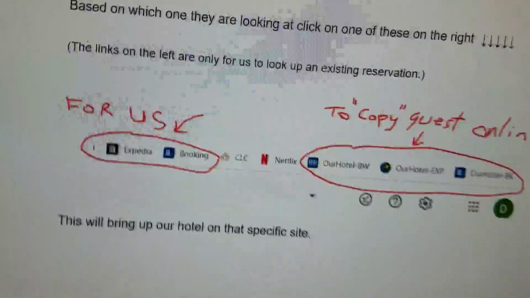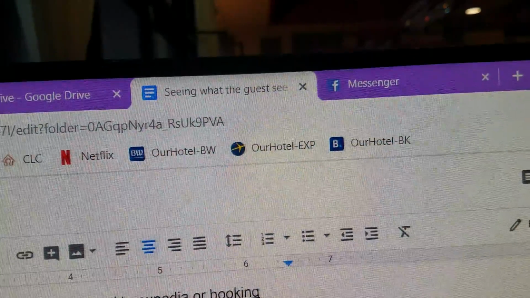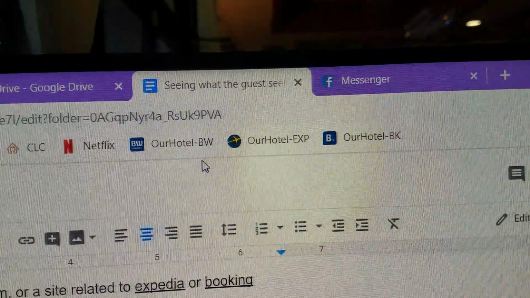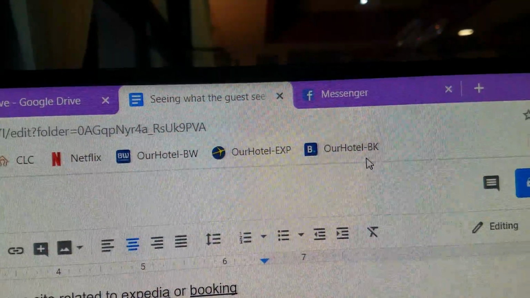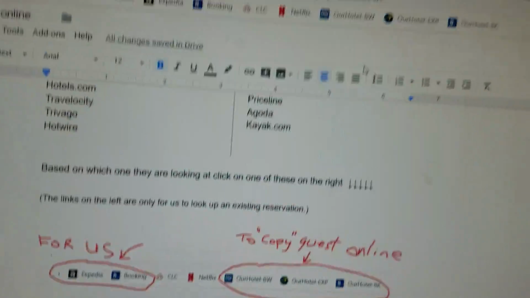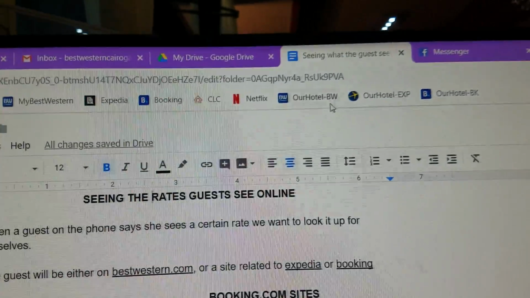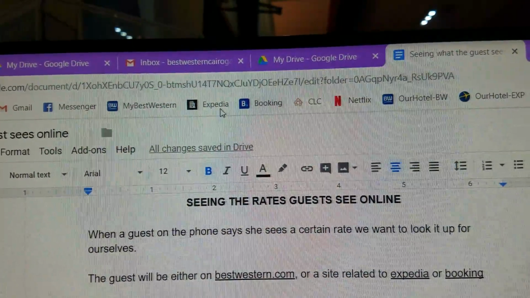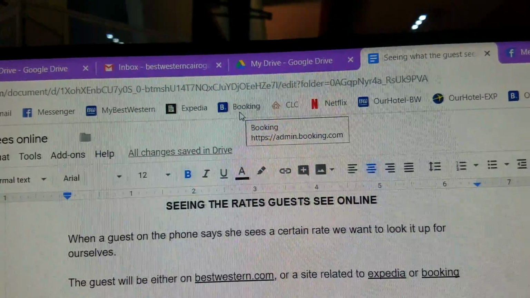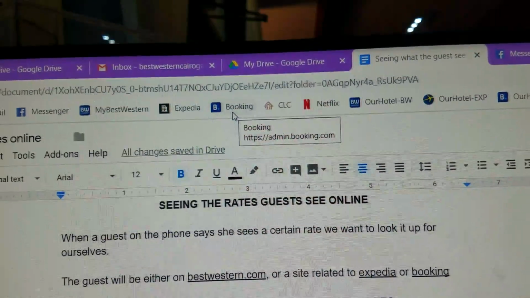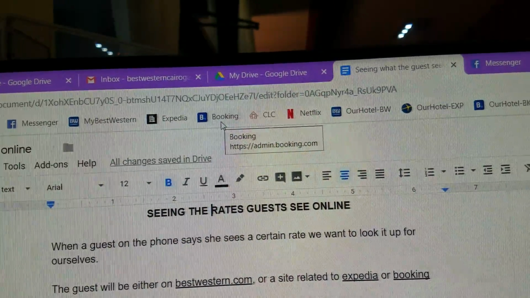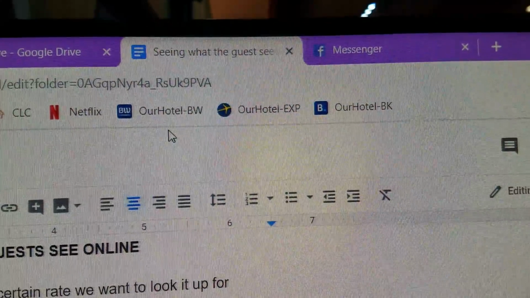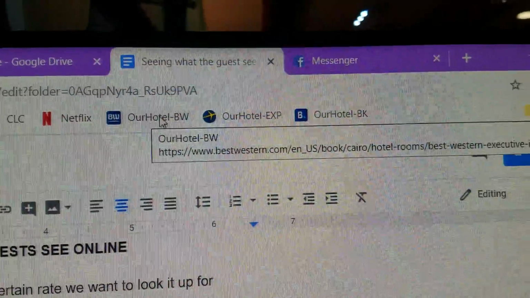So based on that, there are bookmarks now on the top of our window that say our hotel BW, our hotel Expedia, our hotel Booking.com. And so whichever one it is, you click on that one. Now don't click on Expedia or Booking.com over here. Those are for us to look up reservations that already exist to see what the details are, if there's a question about a reservation. We're talking about people calling looking for a reservation, who don't have one yet, and want to match rates. So they all start with our hotel.